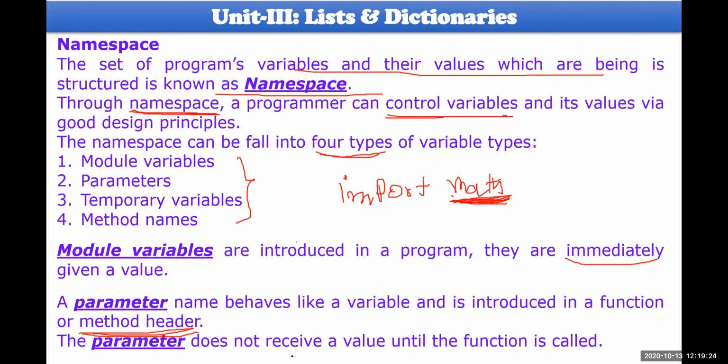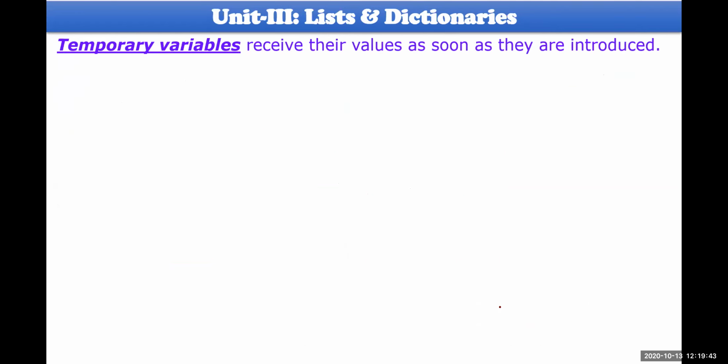I mean allocation of name and allocation of value to the parameters when a function or method is called. If a function or method is not called, obviously you cannot have those values within the namespace. That is what you need to consider. Then followed by temporary variables. Of course, these are also like parameters. Temporary variables will always receive values when they are supposed to be introduced.